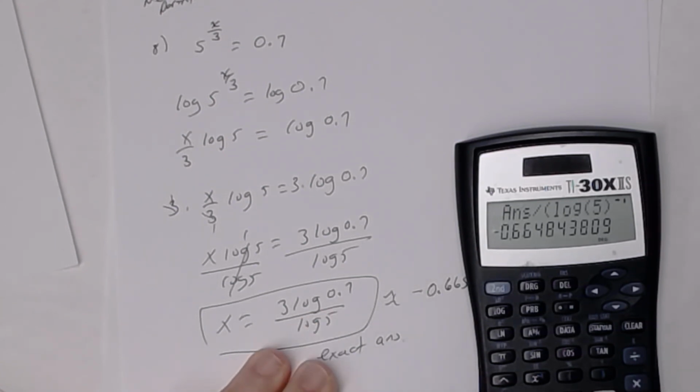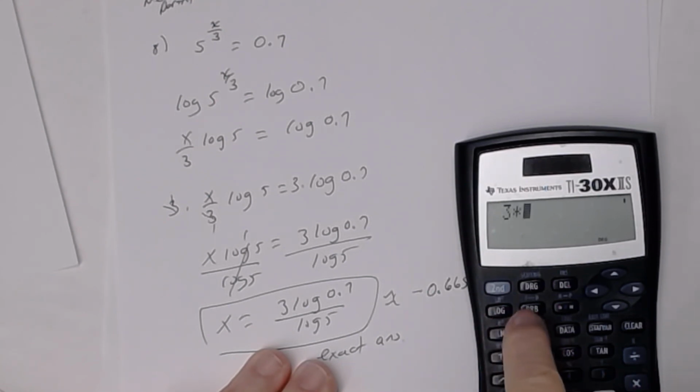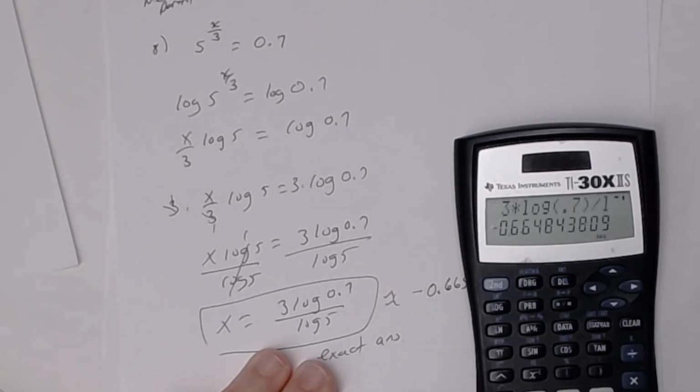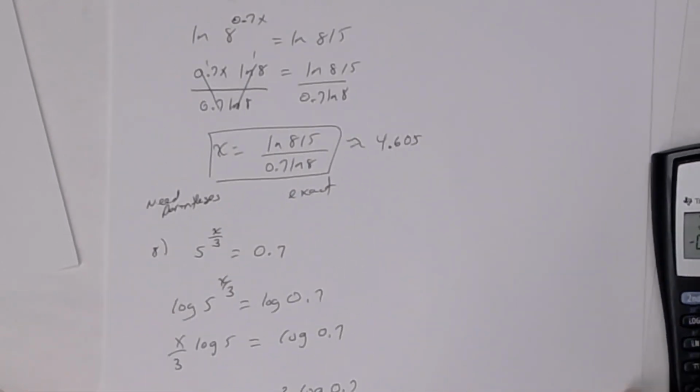So all you have to do is say this. 3 times the log of 0.7, close the parentheses, divide by log 5. Don't forget to close the parentheses for the 5, though, and you get the same thing. Okay? All right. Number 9.